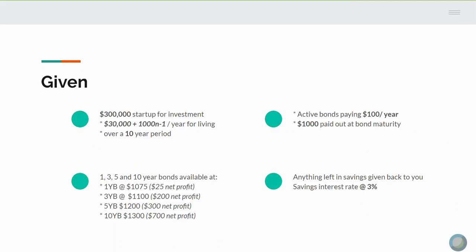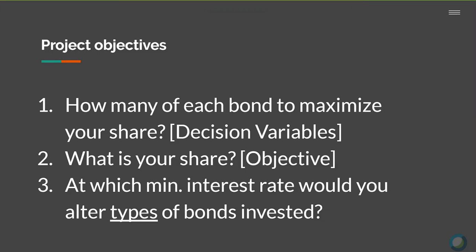So with a series of givens, we're almost ready to start the problem. So we want to know for a project objective how many of each bond we must purchase in order to maximize the share at the end of the 10-year period. In addition, we'll be evaluating the interest rate at which you might change the breakdown of investments.